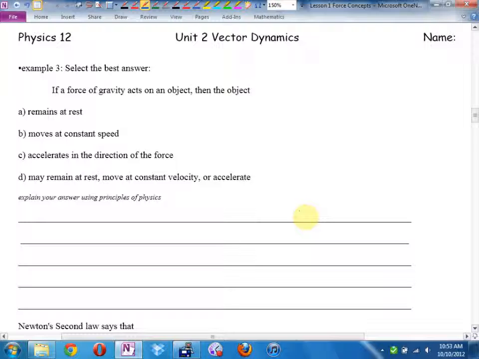Okay? You ready? So if the force of gravity acts on an object, then the object A remains at rest, B moves at a constant speed, C accelerates in the direction of the force, or D, all of the above. Who says A? No one. Who says B? No one. Who says C? 1, 2, 3, 4. Who says D? Lots.